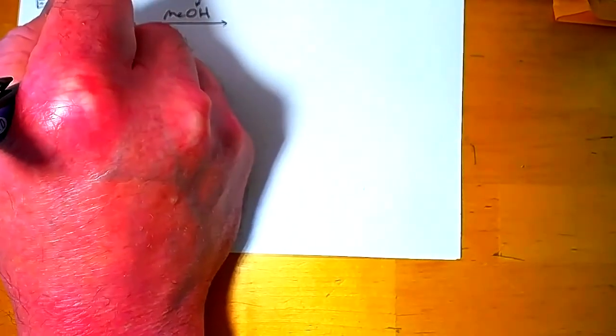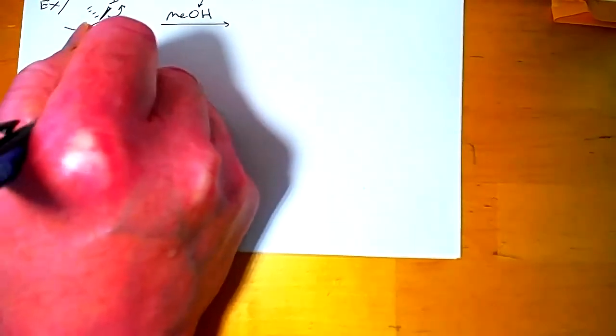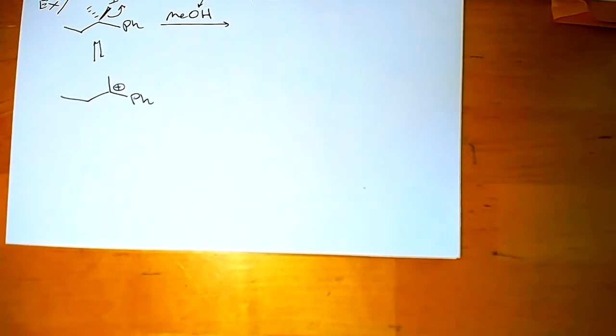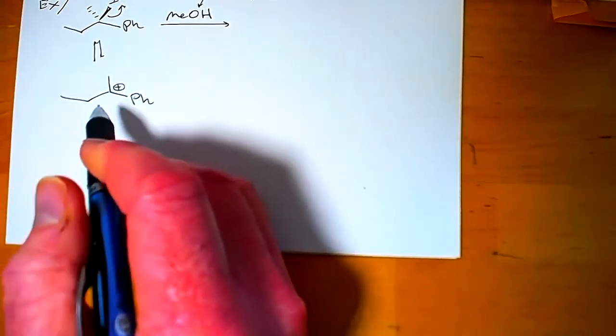Well, then the next question is carbocation formation possible? And the answer is, well, yeah, it is possible. You can have that leave. Now, when that happens, what happens to your stereochemistry? Well, your stereochemistry is gone.